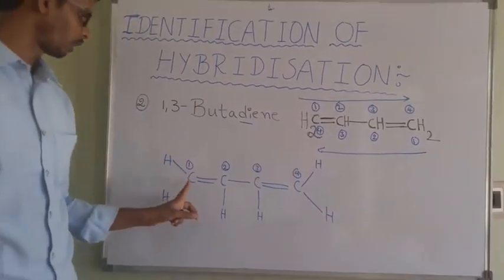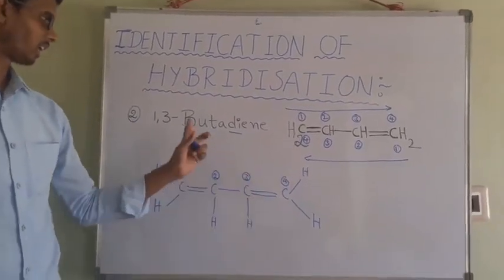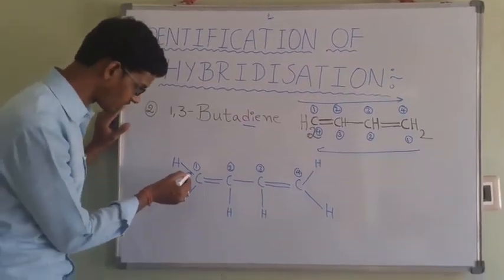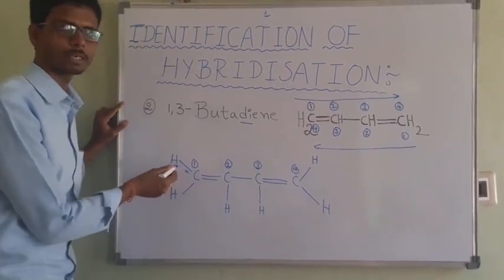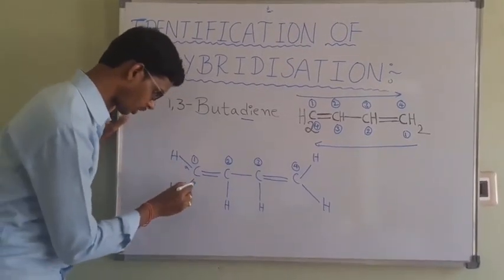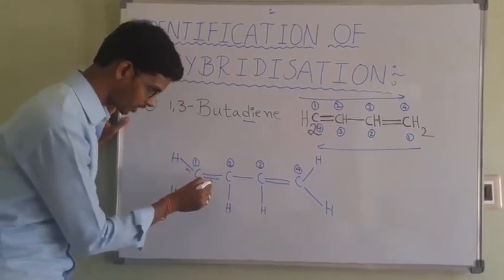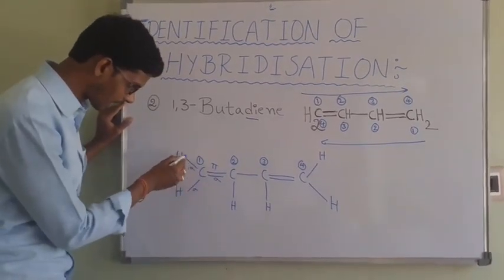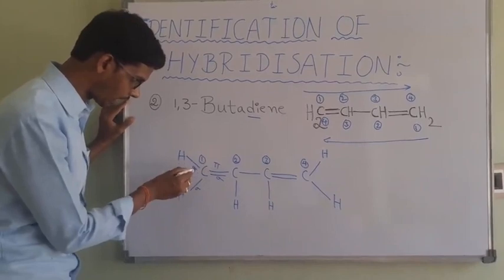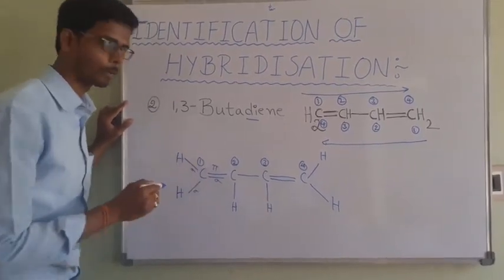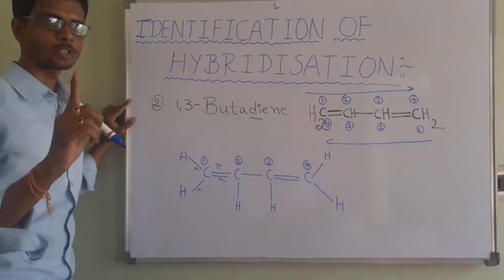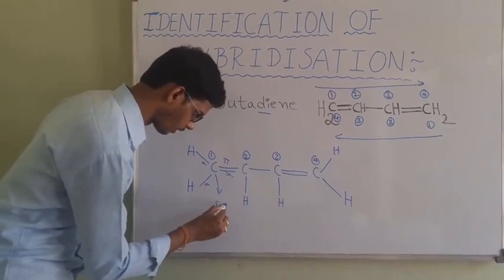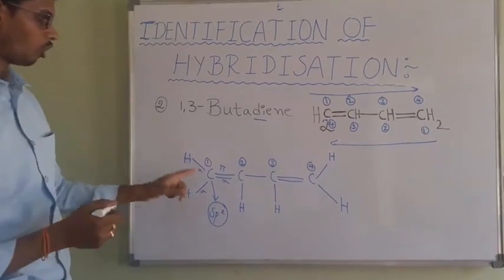Okay, let us find out the hybridization of each carbon in 1,3 butadiene. First of all, let us see the first carbon. The first carbon consists of, this is sigma. A single bond must be sigma. This is also sigma. Here a double bond is present, which must consist of 1 sigma bond and 1 pi bond. That is, the first carbon is surrounded by 3 sigma bonds, 1, 2, 3, and 1 pi bond. Okay, here 1 pi bond is present. That's why it belongs to sp2 hybridization.